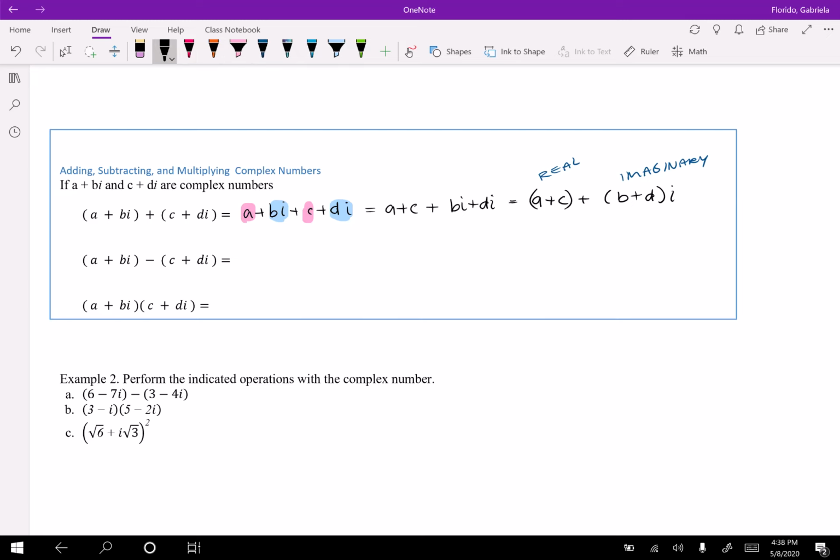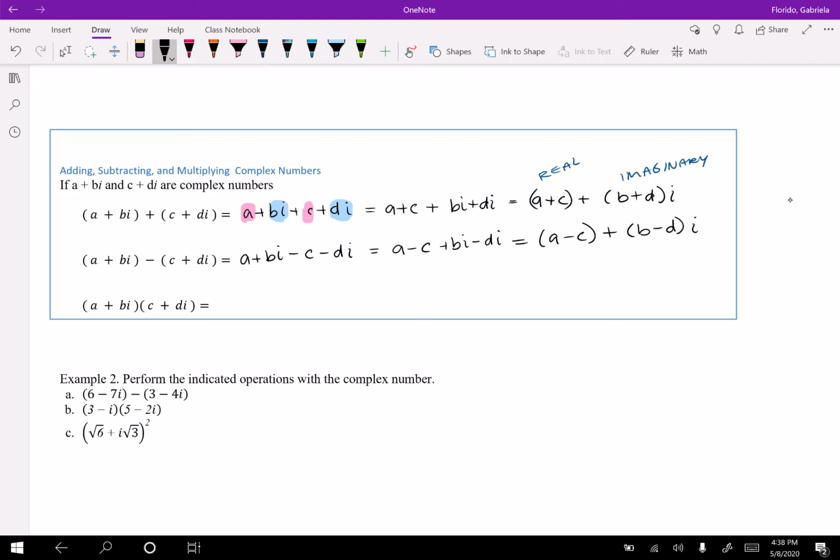Same with the subtraction, but here in the subtraction we have to be a little bit careful because we have to actually distribute that negative. So we have a plus bi minus c minus di, and again combine like terms. So we have a minus c plus bi minus di, which is going to equal a minus c plus, and we're going to factor out the i, so we get (b minus d)i.